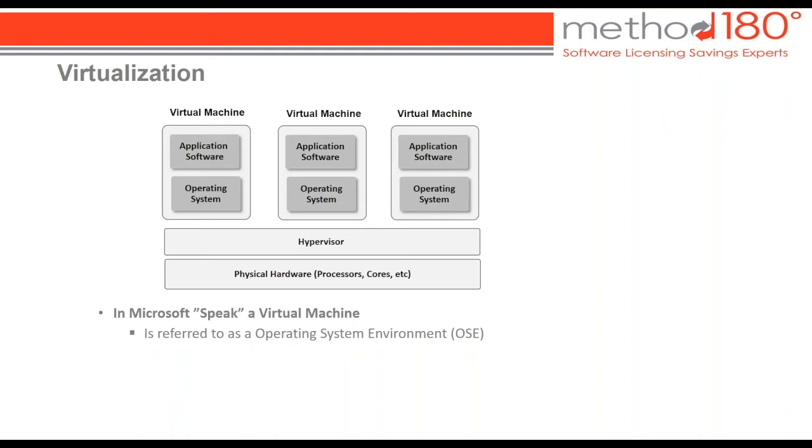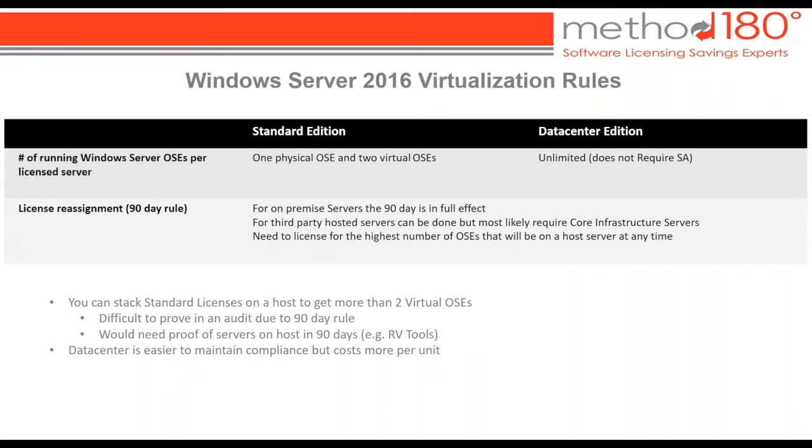We get asked all the time whether, if I have a VM, can I use Datacenter because I don't actually have Windows Datacenter installed. The answer is yes. Microsoft doesn't look at it from a hypervisor perspective. You want to look at it from a use rights perspective. So from a 2016, what are the virtualization rules? First and foremost, if you have a Standard edition, you can run one physical OSE and 2 virtual OSEs. So the physical would be if you're using Hyper-V as the hypervisor, or you can run 2 virtual OSEs per licensed server.